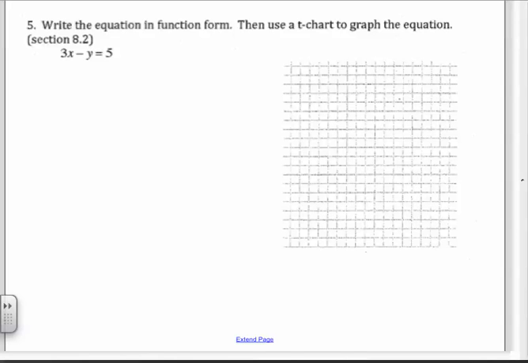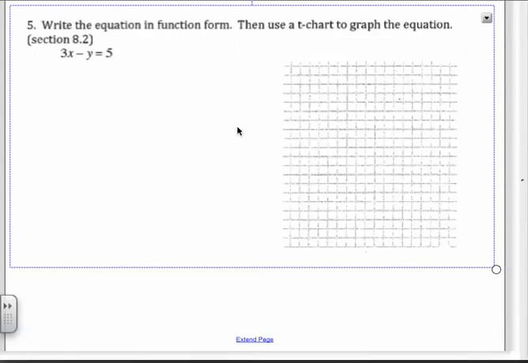Okay, guys, example number 5 says, write the equation in function form. That means get y by itself. Then use a t-chart to graph the equation. Hey, Mr. C, can I use slope-intercept form? No, not for this one. It says use a t-chart. Write it in function form, but use a t-chart to graph it.